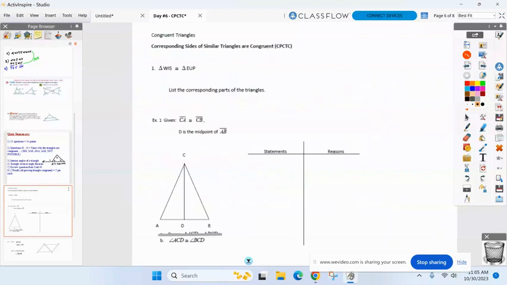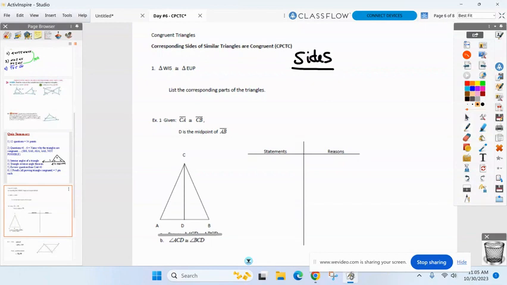Day 6, which is not on the quiz. But it is going to be great practice for the proofs on the quiz tomorrow. Number 1. I'm giving you triangle WIS and triangle EUP, and I'm telling you they're congruent to each other. We don't need a diagram here. What I want right now is the 3 pairs of sides that are congruent in those triangles.